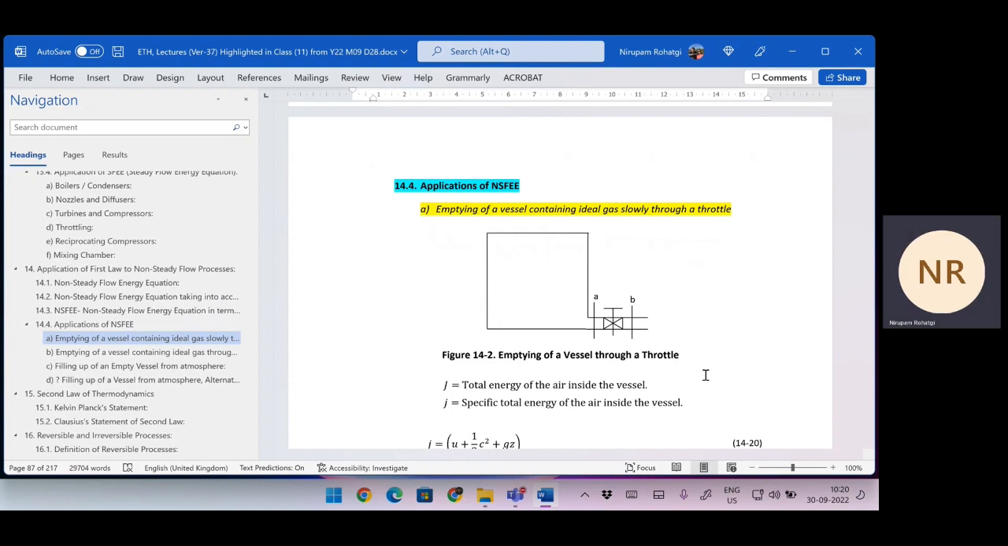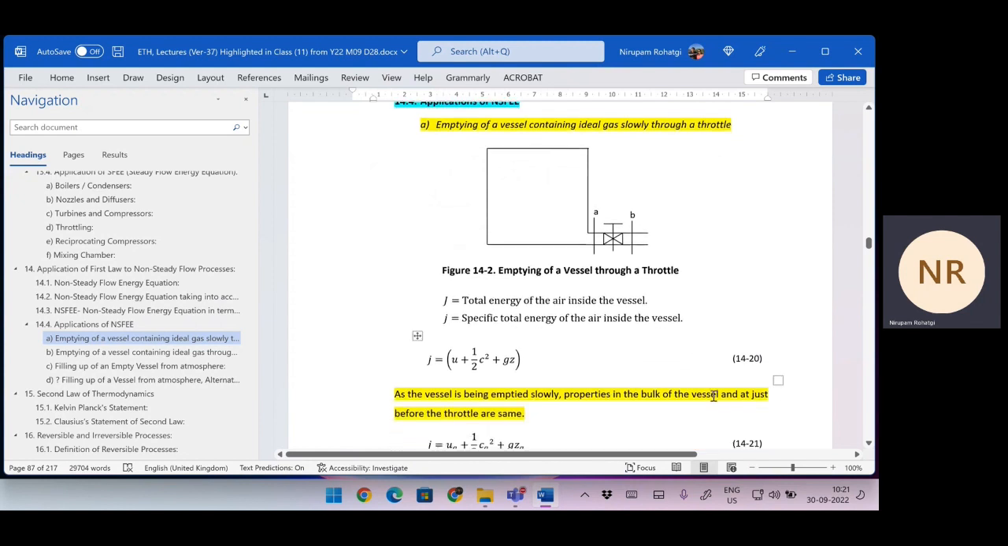Okay, so it's just to give you an idea of how we solve a non-steady flow problem. Okay, I don't intend to make it tougher than this. Okay, so let us talk about this. Now you see what we have done here is, this is the emptying of a vessel. So you have a valve here and you open this, and this vessel will slowly release its gas outside into the atmosphere. We want to solve this.